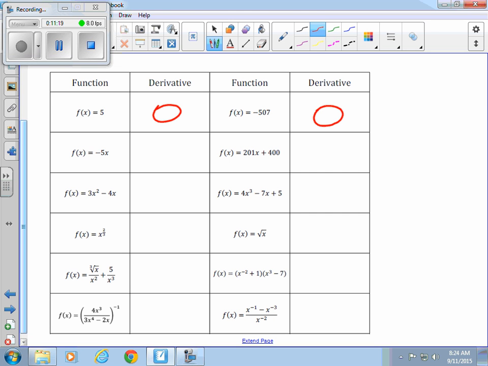The derivative of a linear function, negative 5x. The derivative of 201x plus 400. So the derivative of any linear function, of course, is the slope. We actually had figured that rule out yesterday. Two days ago, maybe. The derivative of a polynomial, 3x squared minus 4x.